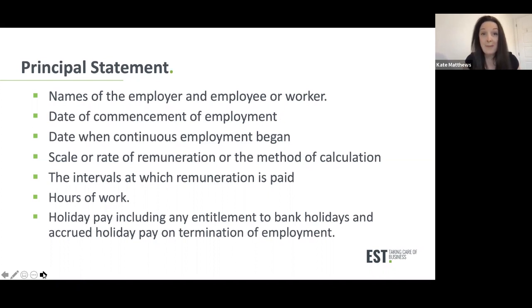And they're not always the same, because sometimes you will offer maybe a promotion, or the contract terms will be varied, and then you might offer a new contract, but the continuous employment rights will have begun on the date when they first started with you. So if it is a new contract, you would say that the terms of employment under this agreement started on whatever date it's being issued. However, the continuous employment began on, which would be an earlier date.